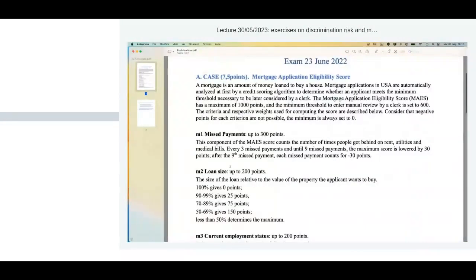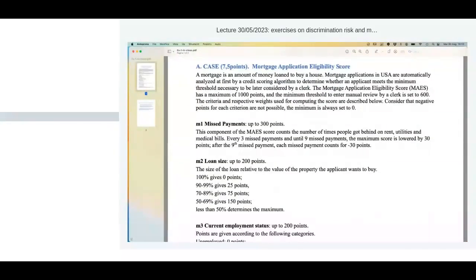So, mortgage application eligibility score. A mortgage is an amount of money loaned to buy a house. Mortgage applications in the USA are automatically analyzed at first by a credit scoring algorithm to determine whether an applicant meets the minimum thresholds necessary to be later considered by a clerk. So first there is an automatic selection. Only after this automatic selection, an officer will manually revise the application.